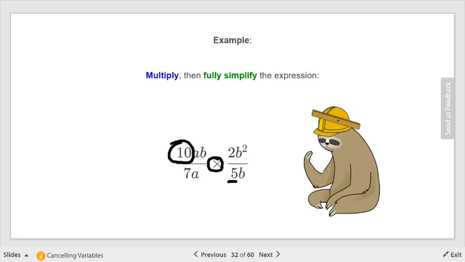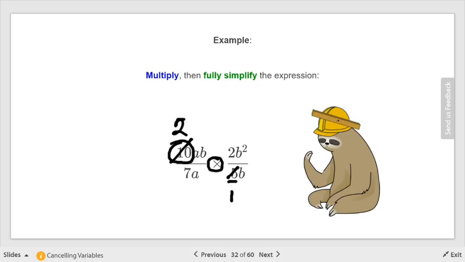What is common to 10 and 5? What will divide into both of them? They'll both divide by 5. 10 divided by 5 is 2. 5 divided by 5 is what? 1. It's really common to say the divisor instead of the answer.